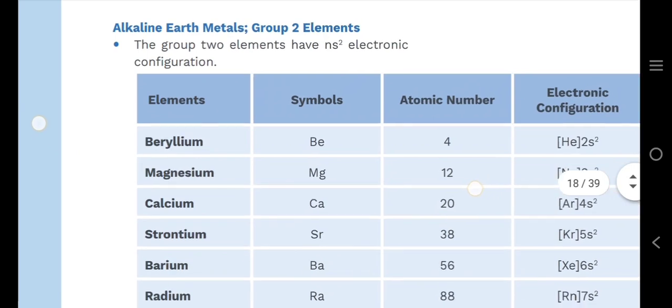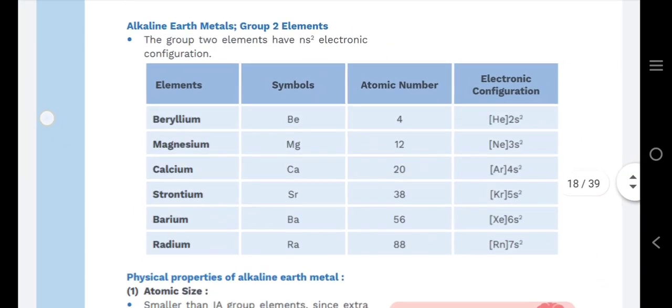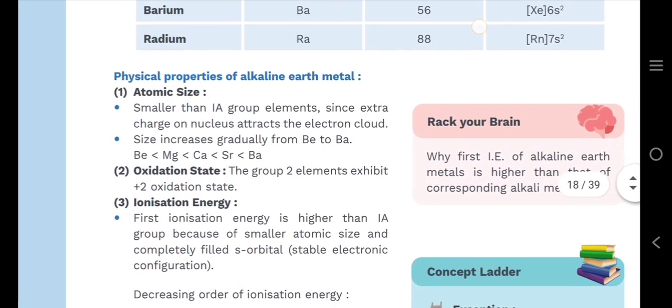Now we will discuss alkaline earth metals, that is group 2 elements. The group 2 elements have ns2 electronic configuration. Group 2 involves the elements beryllium, magnesium, calcium, strontium, barium and radium. Physical properties of alkaline earth metals.